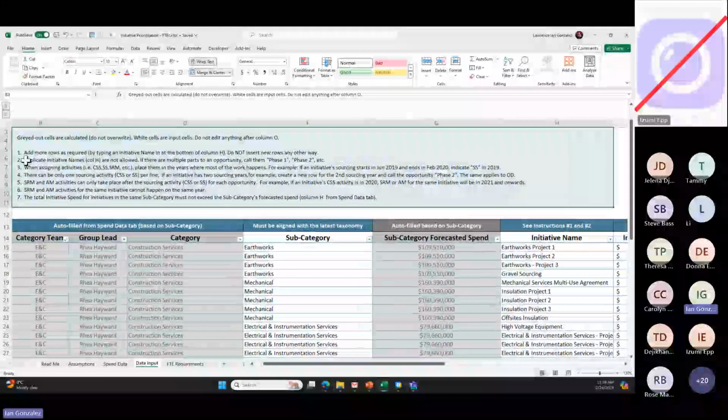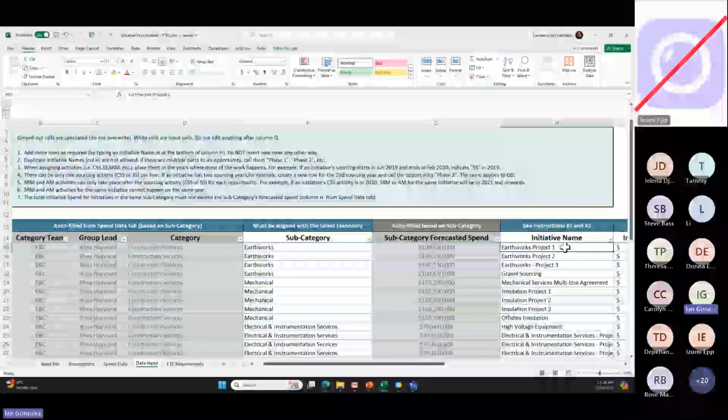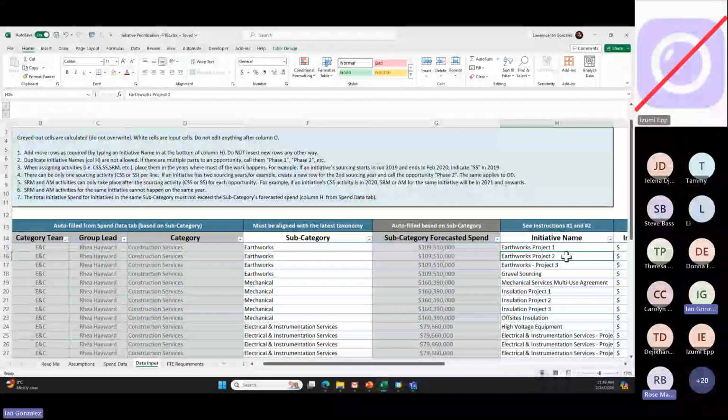Duplicate initiative names in column H are not allowed. You can't have 2 initiatives that say earthwork projects. So you can put earthwork project 1, earthwork project 2. You can put the name of the supplier, but you cannot have duplicates.